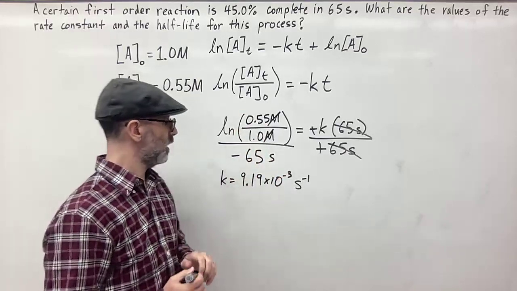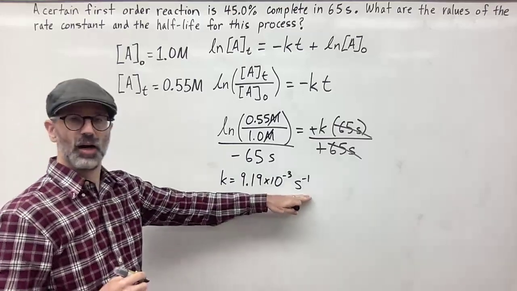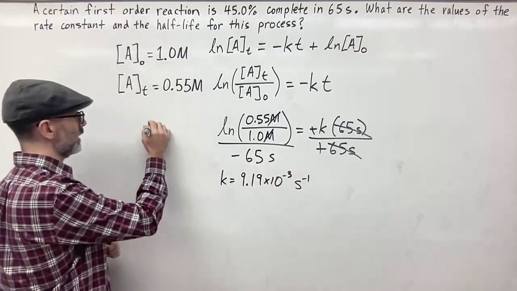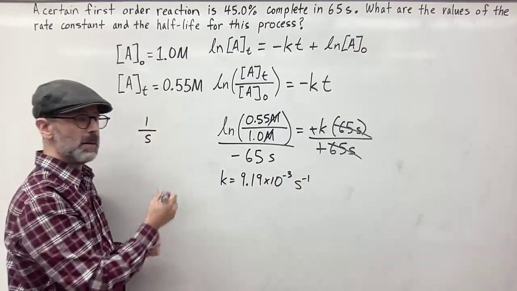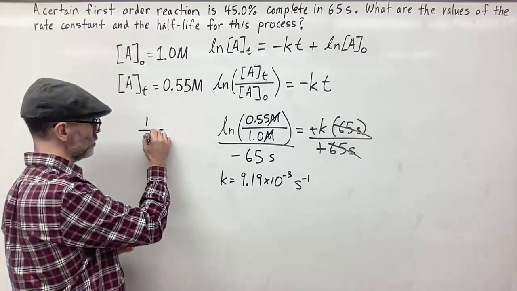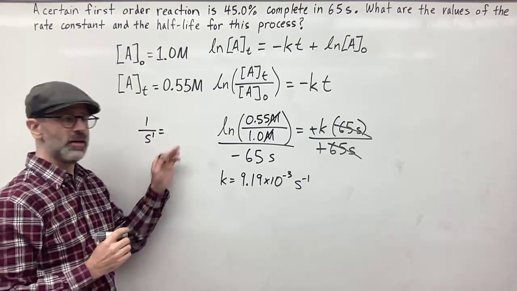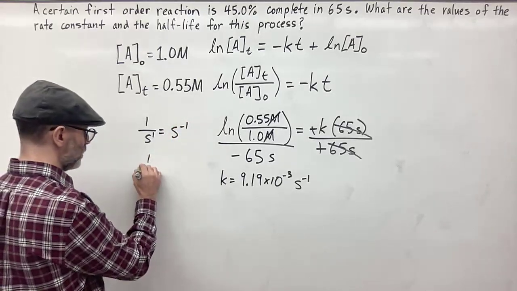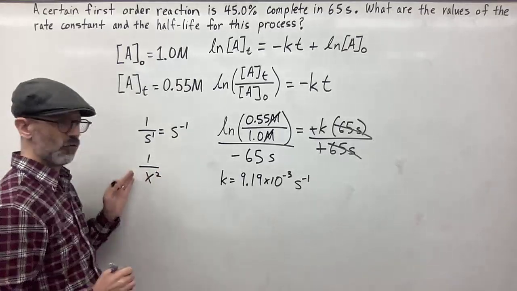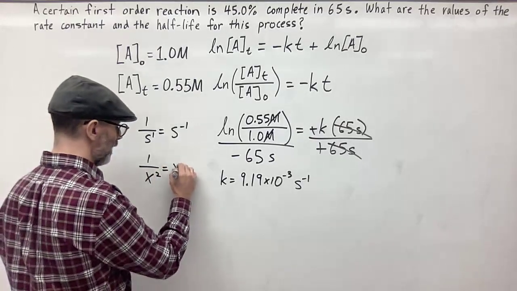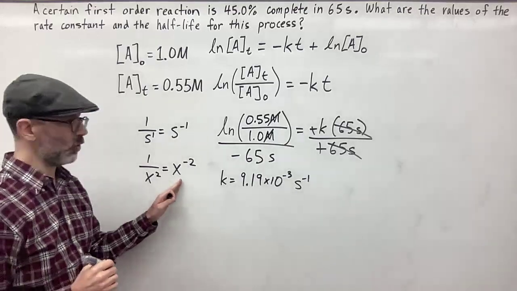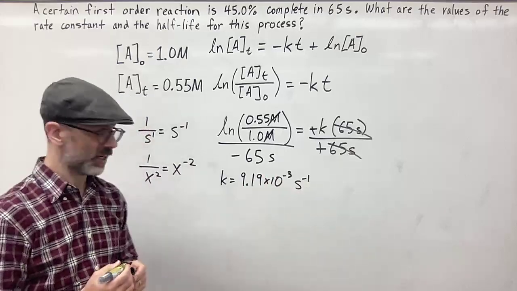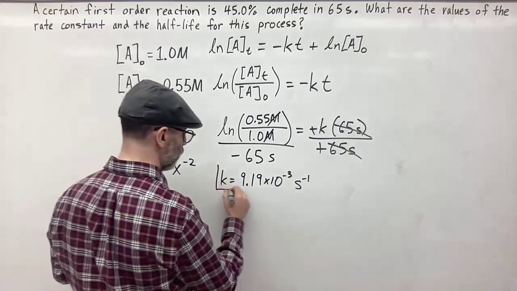So just a review about the negative exponent. If you have your unit on the bottom like this, 1 over s, 1 over seconds, you can rewrite that as s to the -1. If you bring it to the top, then you change the sign and it becomes a -1. Same thing with x, like any variable: if you have 1 over x squared, that's going to be equal to x to the -2. So here, since we have seconds on the bottom, I can rewrite it as s to the -1 or per second. Okay, so here's our k value.